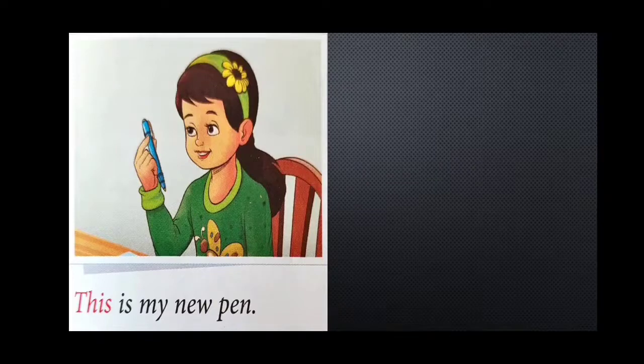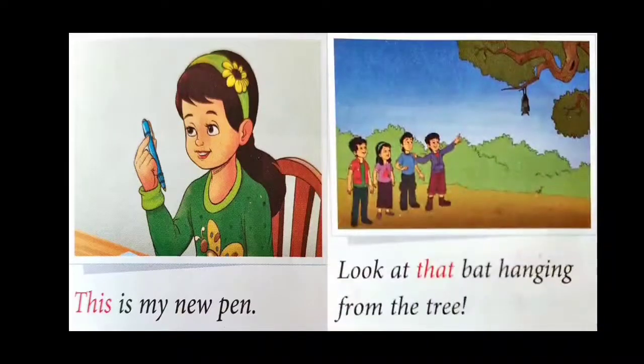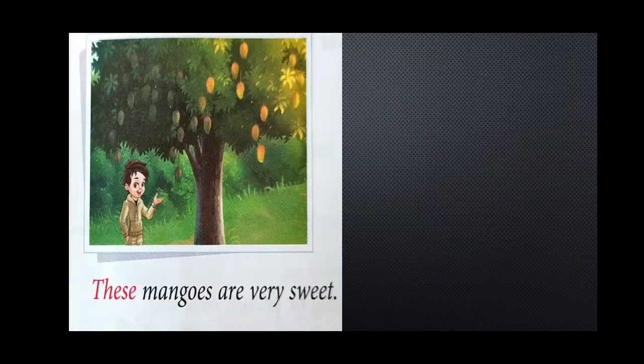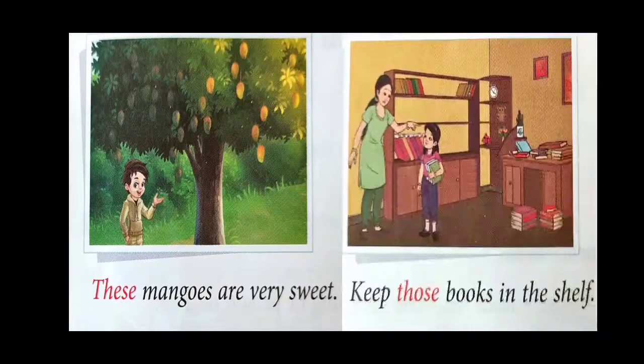This is my new pen. Look at that bat hanging from the tree. These mangoes are very sweet. Keep those books in the shelf. In these sentences, the words in red are used to point out particular objects like this pen, that bat, these mangoes, and those books.